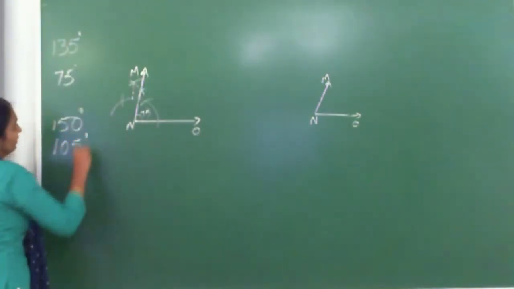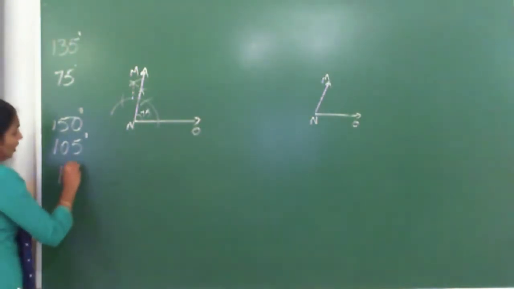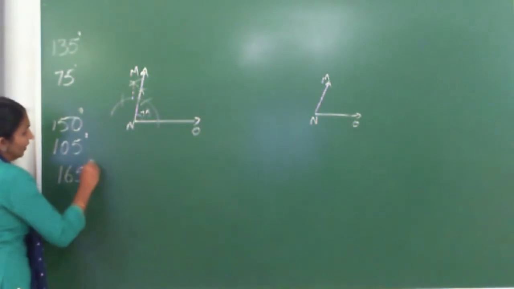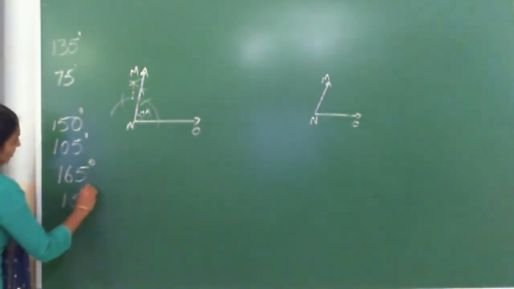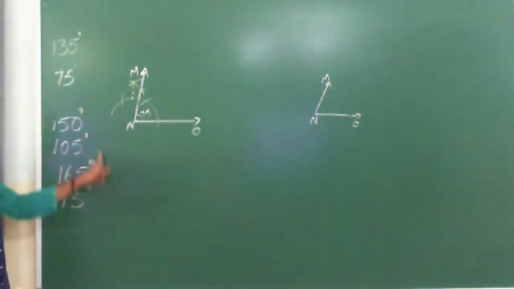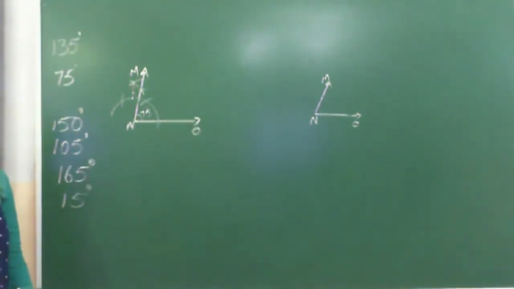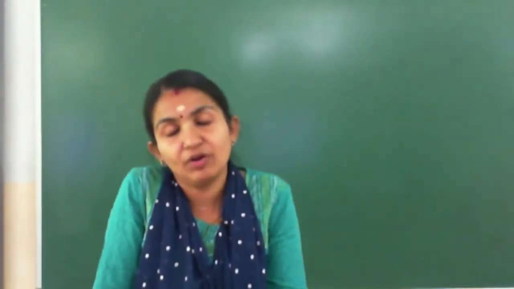105 degrees. Then which one can we do? 165 degrees. 15 degrees. All these you can also try. Just do these four. So we just completed the construction of angles.